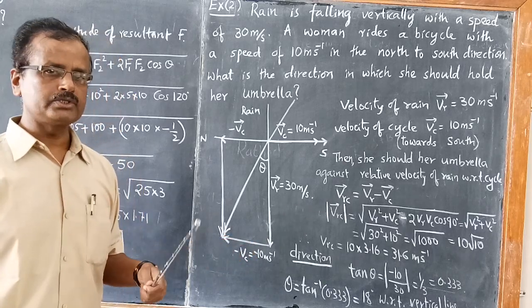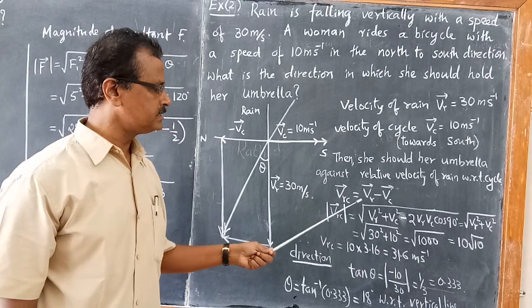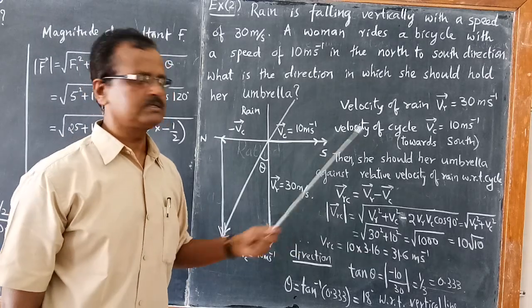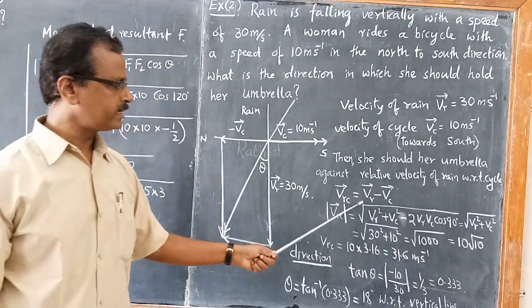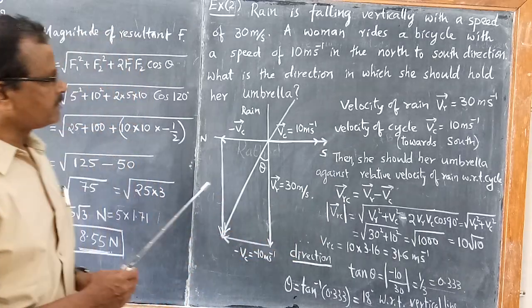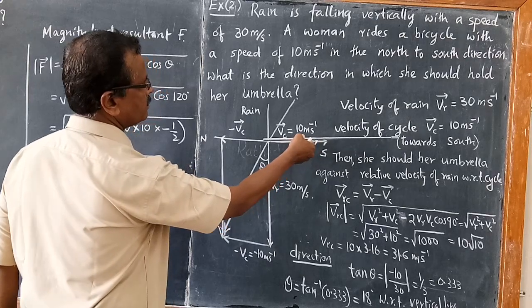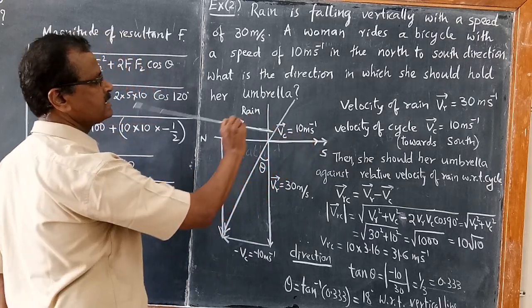VRC, relative velocity of rain with respect to bicycle. VRC vector is equal to VR vector minus VC vector. So see the diagram now. This is positive VC, 10 meter per second. I have to construct minus VC now.